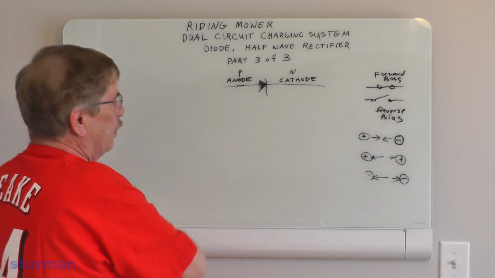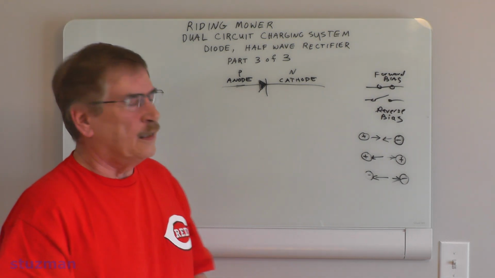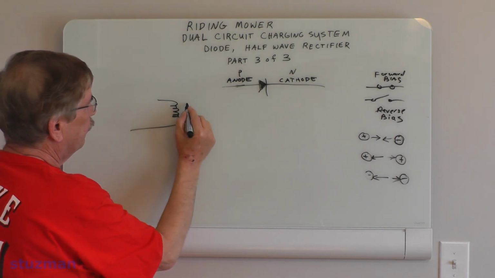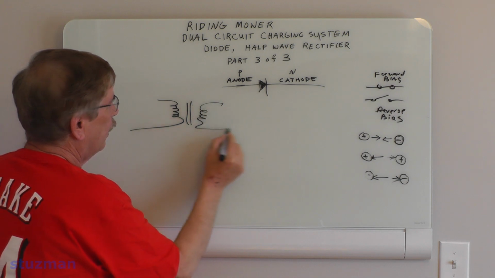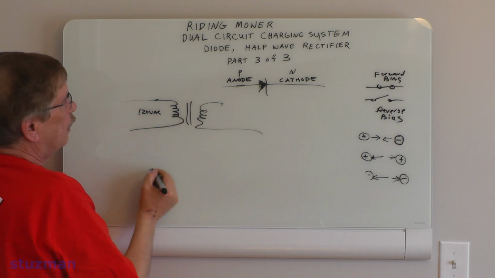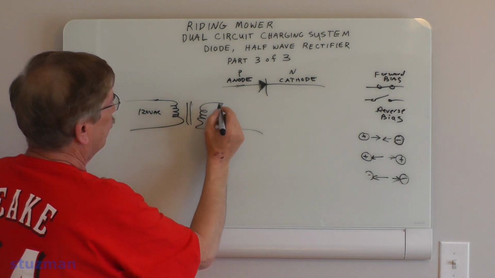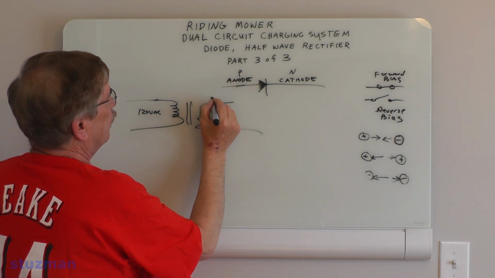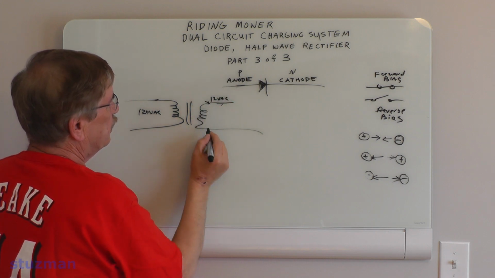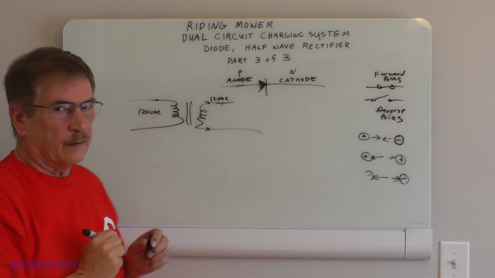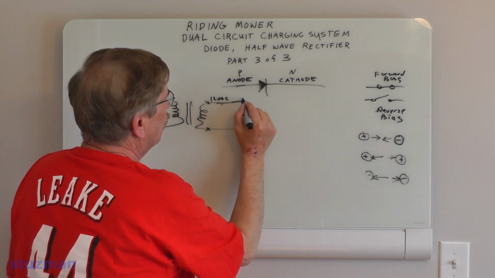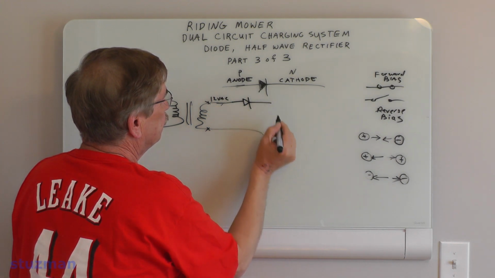All right, let's step it up a little bit. Let's go to AC. Now for AC, let's just say we're going to use a transformer. Here's my primary winding. Let's say I put 120 volts AC. There's my iron core that my windings are wrapped around. And let's say we got 12 volts AC. Now that 12 volts is measured between this outside leg and this outside leg.